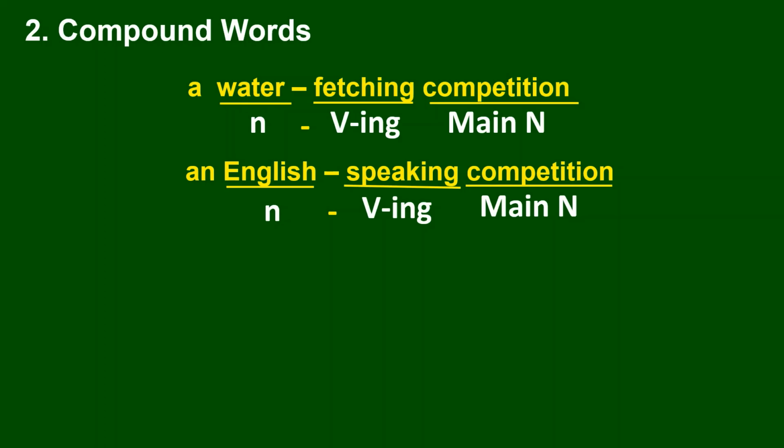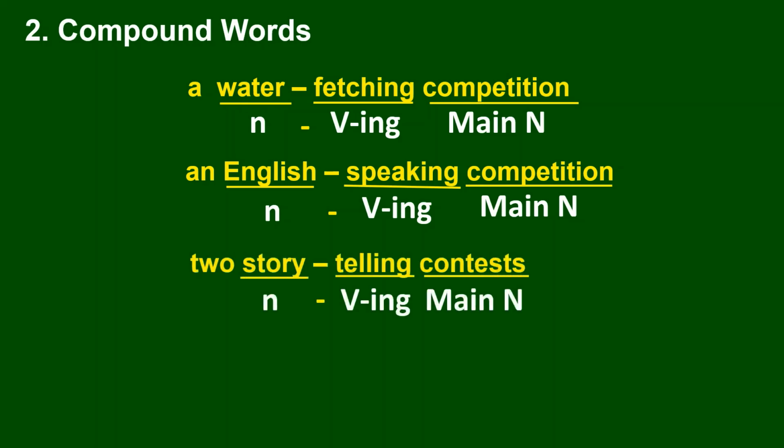So let's look at the third example. 2 storytelling contests. So tell me, how many contests are there? Of course, we have 2. So look at contests. I write it in the plural form, contests. Okay? And then story is the noun of the verb tell. So I write like this: 2 storytelling contests.